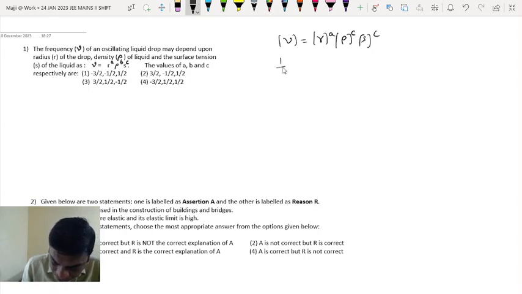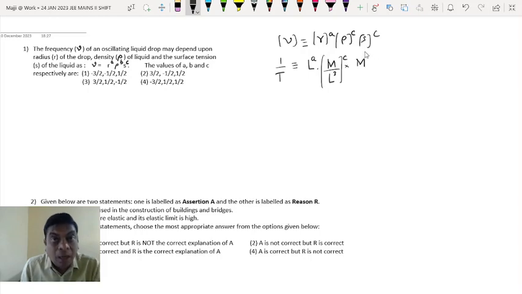Frequency means 1 by T, is it? Then radius is length. This density is mass upon volume, and surface tension is force per unit length. So force is mass into acceleration. Acceleration is L T power minus 2, upon length.